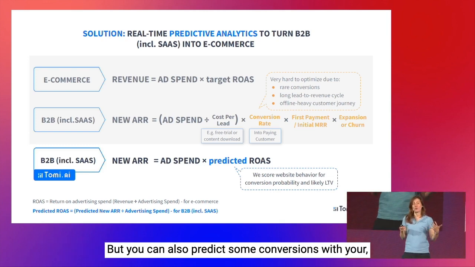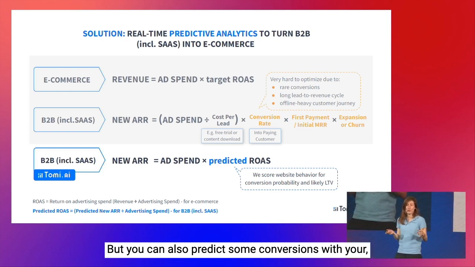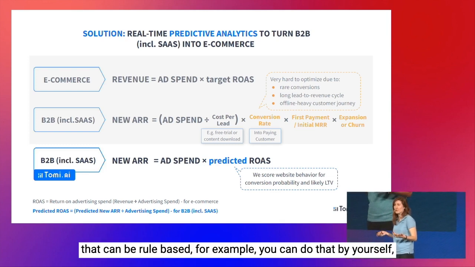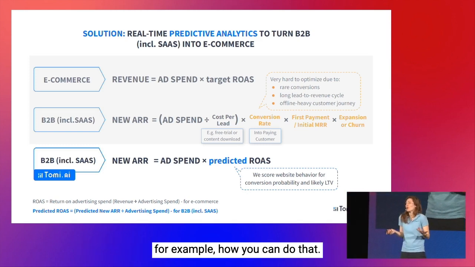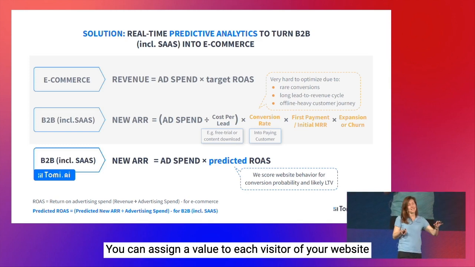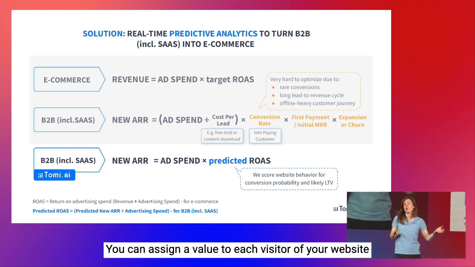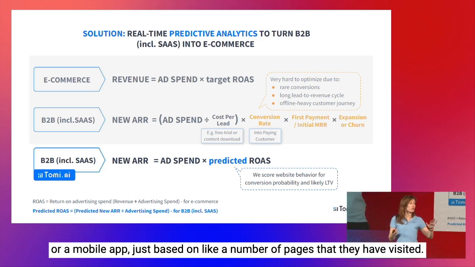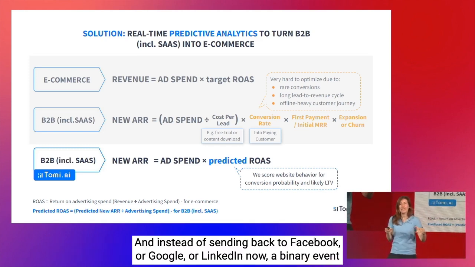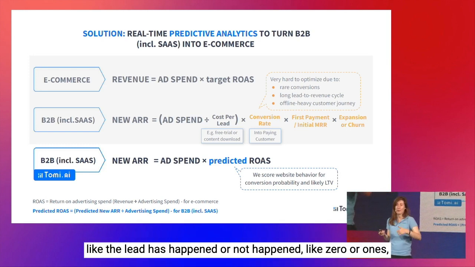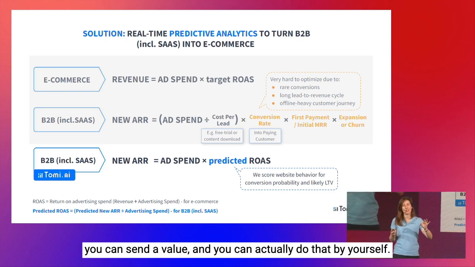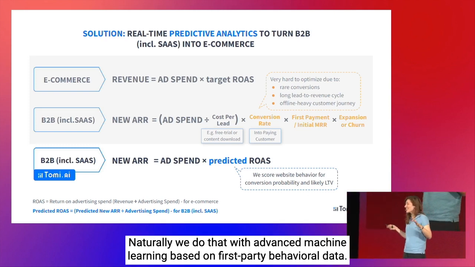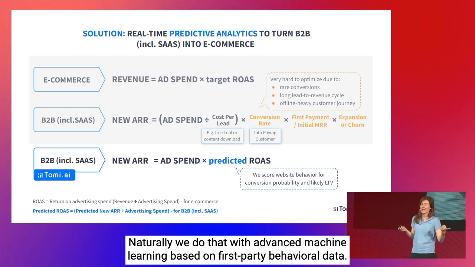But you can also predict some conversions in a way that can be rule-based, for example. You can do that by yourself. For example, how can you do that? You can assign a value to each visit of your website or mobile app, just based on the number of pages that they have visited. And instead of sending back to Facebook or Google or LinkedIn a binary event, the lead has happened or not happened, 0 or 1, you can send a value. And you can actually do that by yourself. Naturally, we do that with advanced machine learning based on first-party behavioral data.